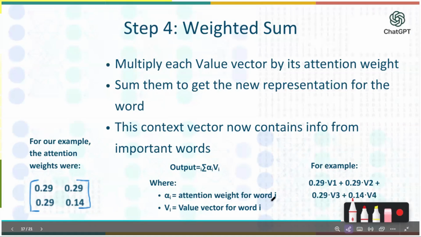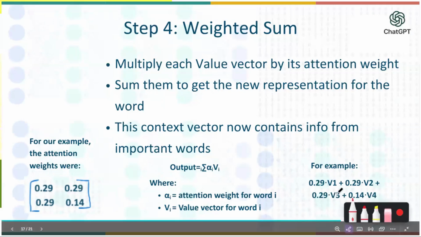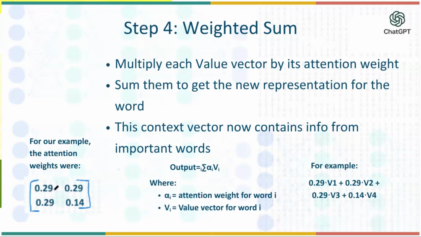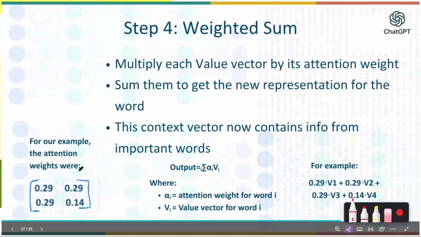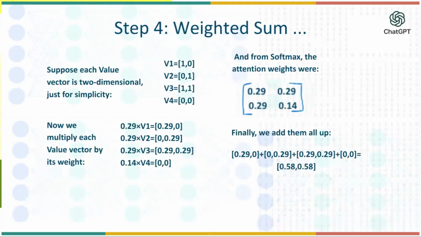And for our example, the attention weights were this one. So the model combines the value vectors in this exact ratio. The result is a new vector that represents the target word, enriched with context from the other words in the sentence. This is what makes self-attention powerful. The representation of a word is not fixed, but dynamically adjusted based on its relationship with every other word in the sentence. Now let's make this concrete with numbers.